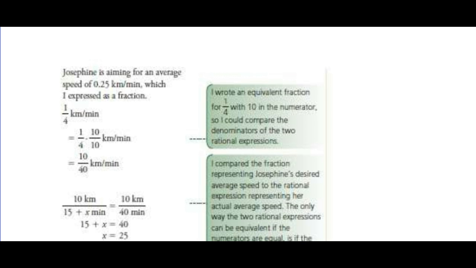0.25 kilometers per minute is 1/4 of a kilometer per minute, expressed as a fraction. I wrote an equivalent fraction for 1/4 with 10 in the numerator, so I could compare the denominators, right? So we want 1/4, but we multiply by 10 over 10, so she's got 10 over 40, and the reason is to have 10 both up here and down there, right? And now I can solve this and say, well, if these guys are both 10, then these two things must be equal, and x works out to 25.